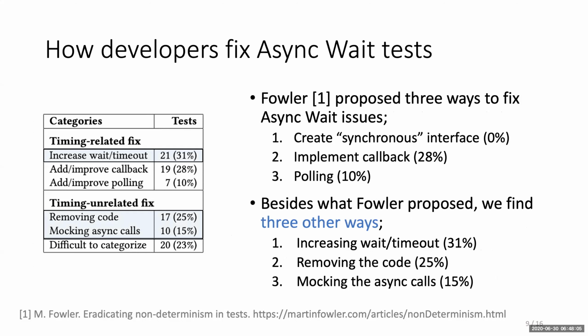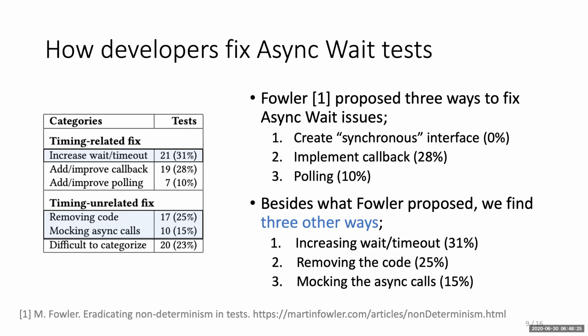Besides them, we also see 3 other ways that developers at Microsoft have been fixing async wait related flaky tests, at least what they claim to be as fixes. The first one is to increase the wait and timeout. The second one is to remove the code that is related to the asynchronous call. And then the third one is to actually mock the asynchronous call.